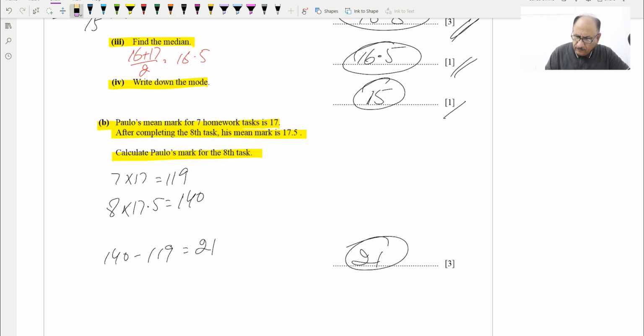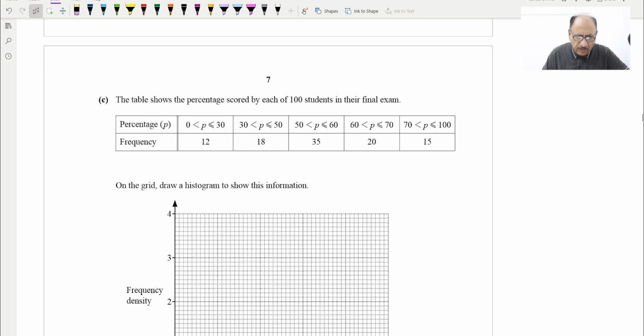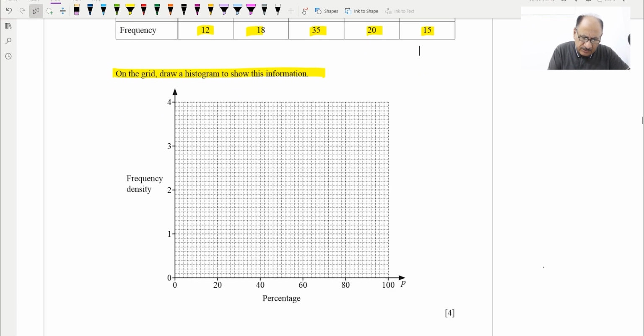There is this line, and this is for 3 marks. Hopefully you understand this. Now for part C, we need to draw the histogram. They're saying the table shows the percentage scored by each of the 100 students in their final. So frequencies are provided. We will have to calculate frequency density on this side and percentage on this side. This is a 4 mark question.